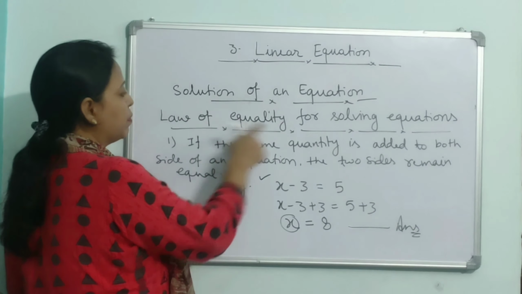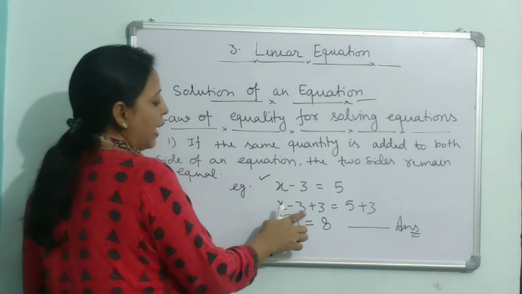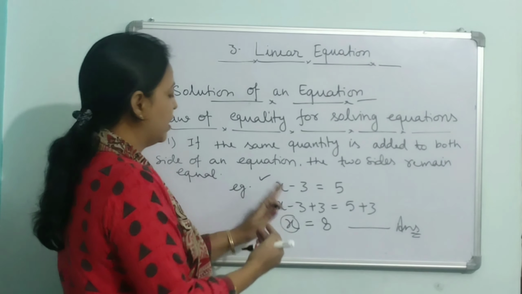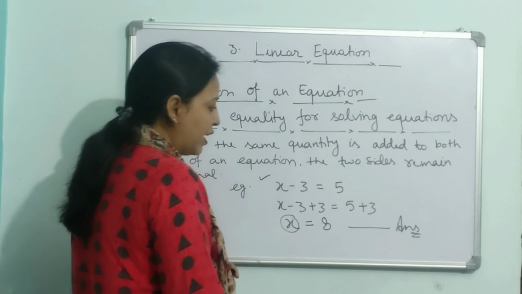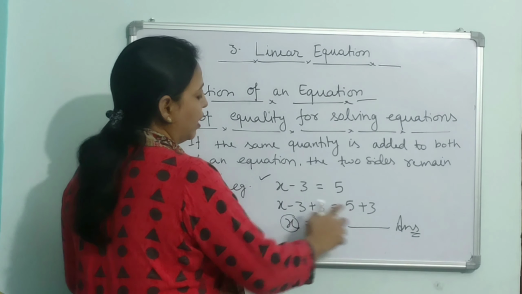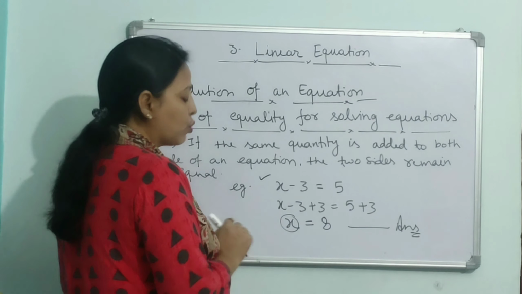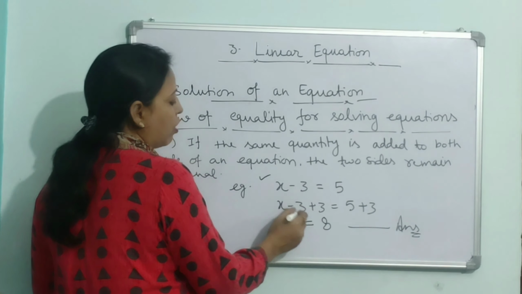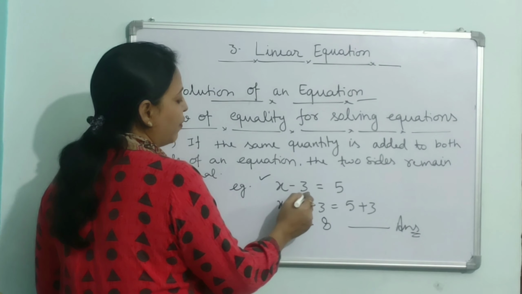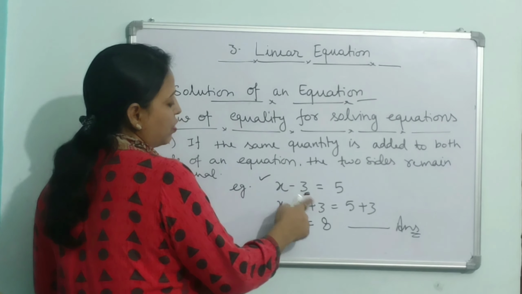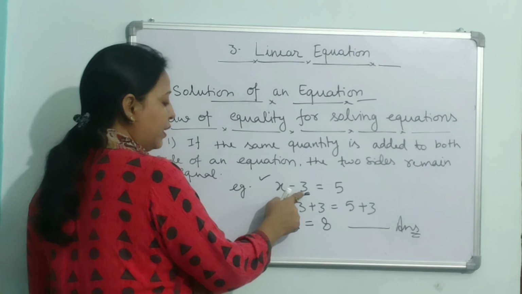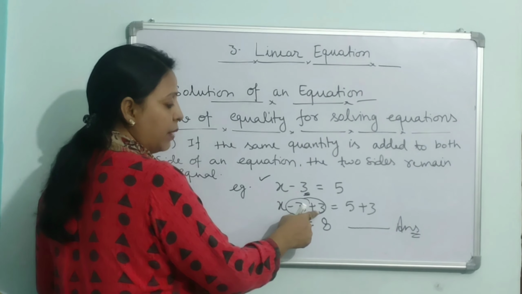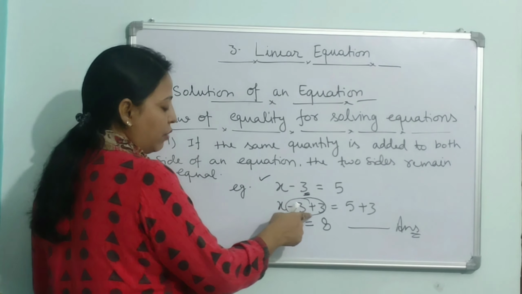So how to find it with this law of equality method? You will add the same quantity on both sides of the linear equation. This is known as the left hand side of the equation, and this side is known as the right hand side. On both sides you will add the same quantity. Which quantity? You should select the number in such a way that on adding, one side, the left hand side, becomes 0. Minus 3 plus 3 becomes 0.